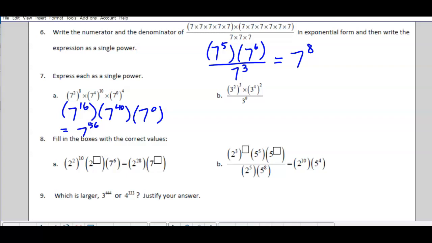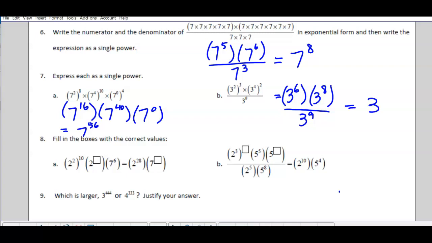And same with the next one. We're dividing and multiplying there and then dividing. But we've got some brackets with a power of a power, so we've got to figure out what those are first. So that's going to be 3 to the 6 times 3 to the 8 over 3 to the 9. And then your final answer has a base of 3.